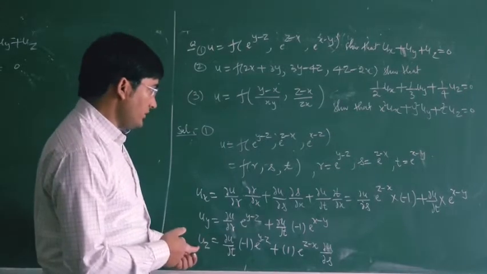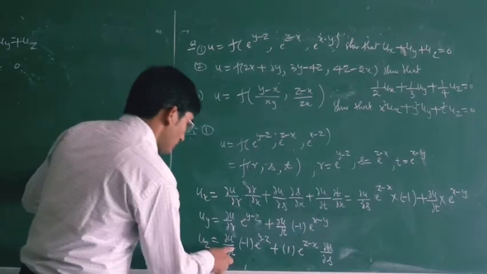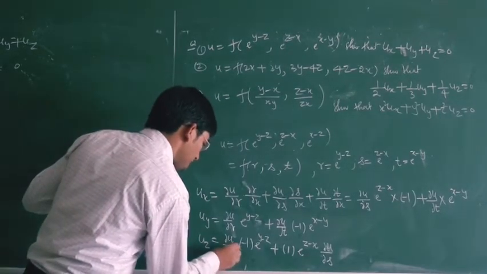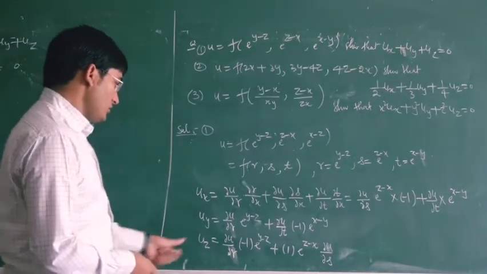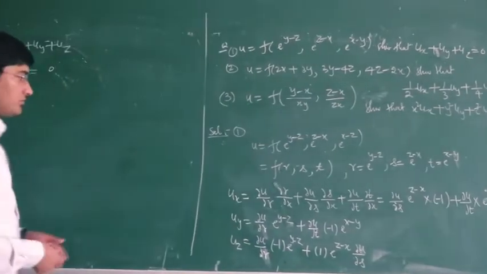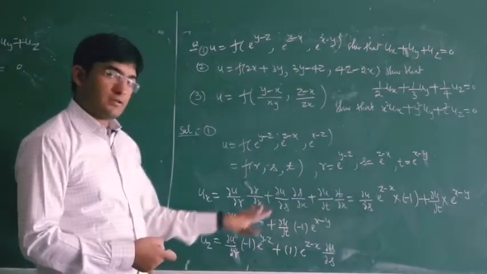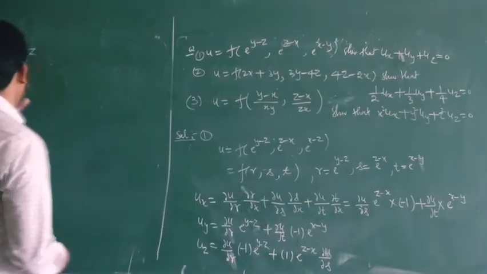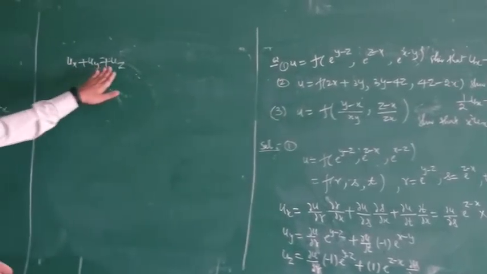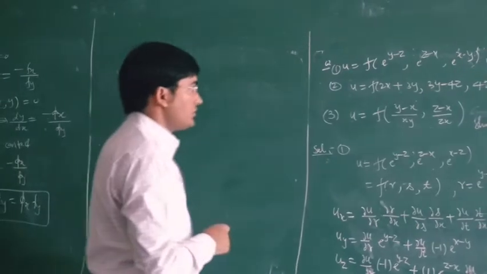Your uz will be del u upon del r into del r upon del z. So this is again your del u upon del r into del r upon del z. So you can see that again this term is cancelled with this term. So the sum of these three terms is 0. All the terms on the right hand side are cancelled with each other. So our summation of ux plus uy plus uz equal to 0. So this is our proof of the first part.